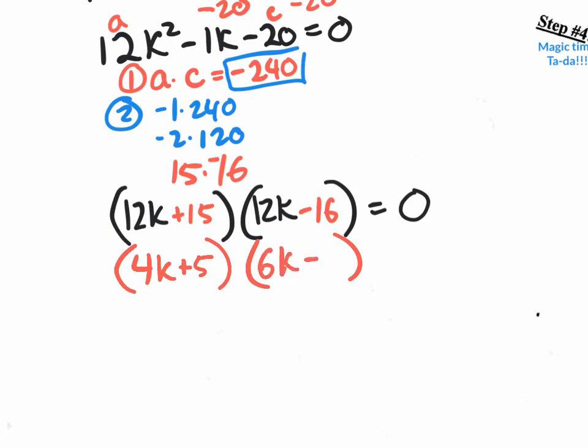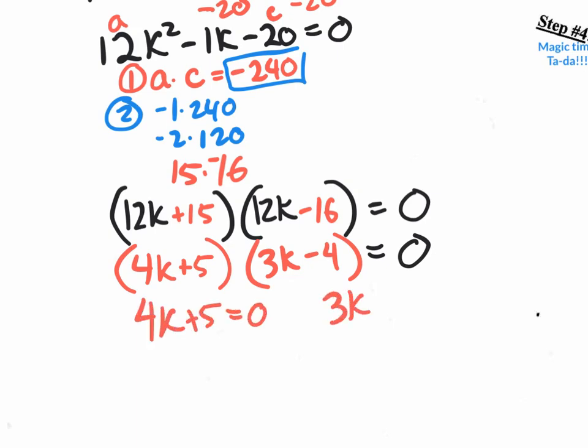6K minus 8. Wait a minute. That means we could have divided by 4 instead of 2. So let's go back and do that. Let's divide by 4 instead of 2. So it's 3K minus 4. And it's still equal to 0. So we're going to split it. 4K plus 5 equals 0. 3K minus 4 equals 0.